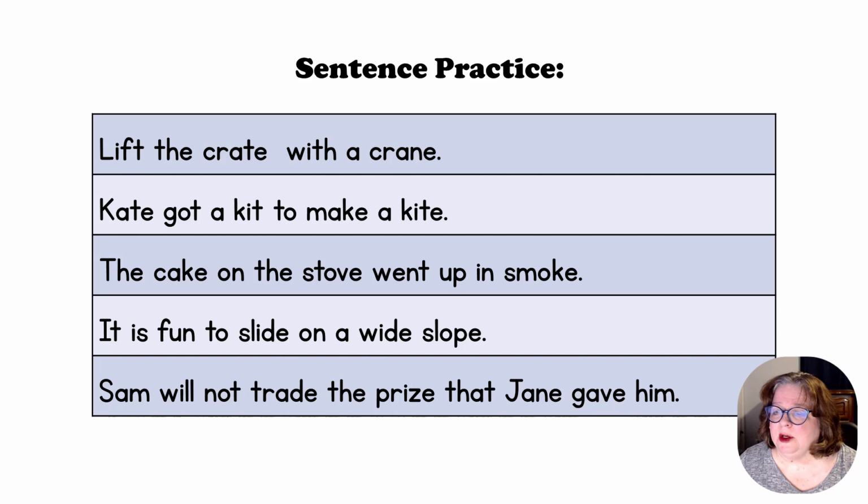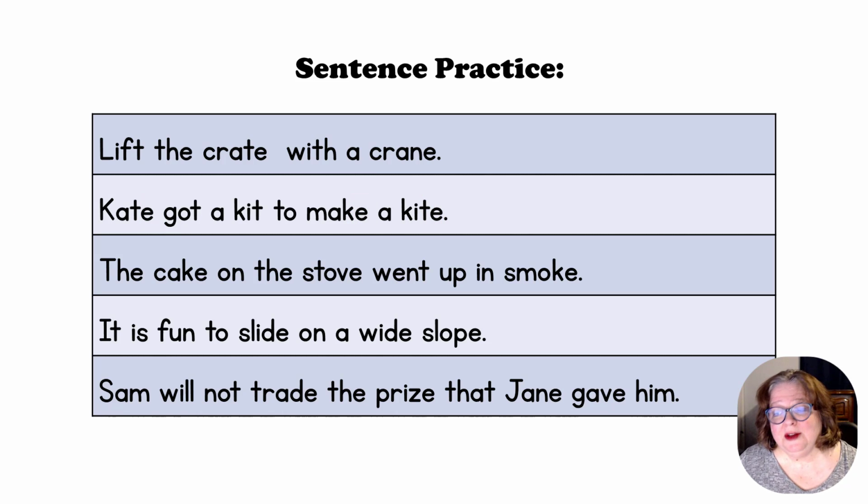Let's look at the next one. Notice that there's a lot of K's here. Kate got a, there's no E, so that means the vowel is not going to say its name. It's going to be the I. So Kate got a kit to make a kite. Let's try that one again. Kate got a kit to make a kite.